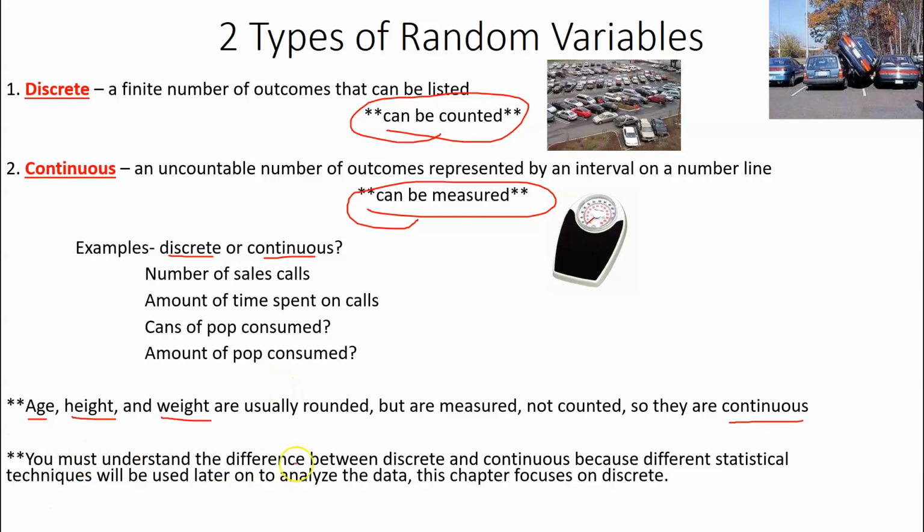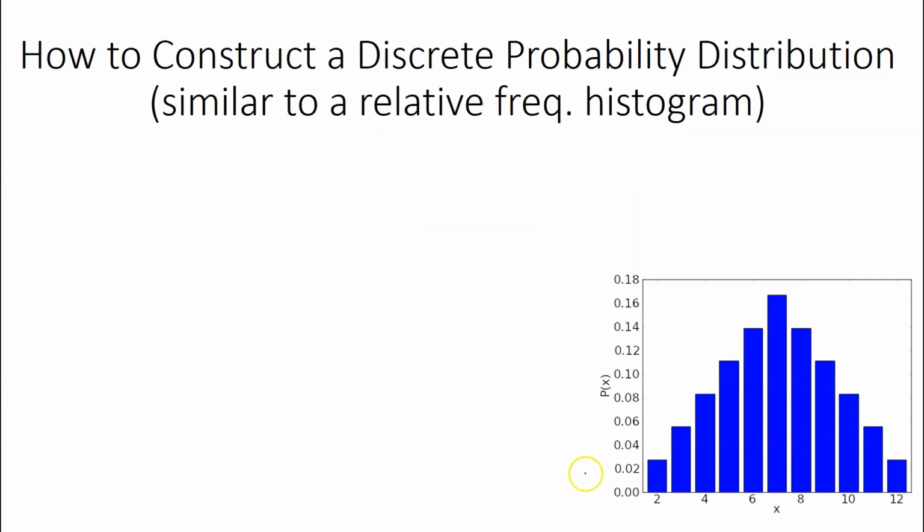All right, you have to understand the differences between these two. It's not terribly difficult to figure this out because we're going to be looking at different statistical models and statistical techniques for dealing with those models. Some will be based on whether or not it's discrete. Some will be based on whether or not it's continuous. I'll be introducing it with discrete and then later on in the next chapter moving over to continuous. So this chapter focuses on discrete probability distributions.